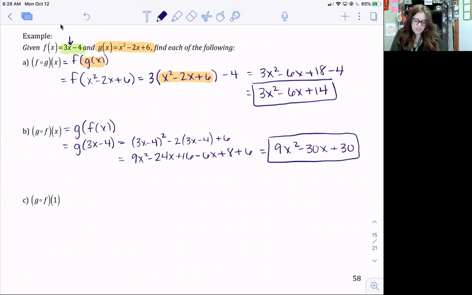All right, now let's look at C. Now we want to find the composition g of f of 1. Okay, so there's two ways you can do this. We know that g of f of x equals 9x squared minus 30x plus 30. So what we can do is we could just plug in 1.